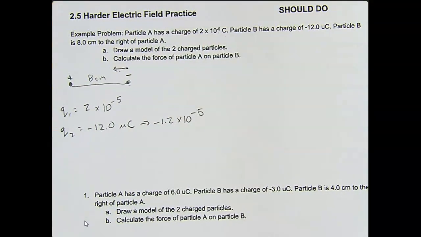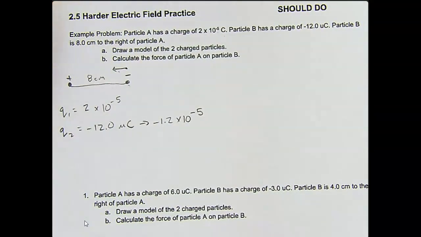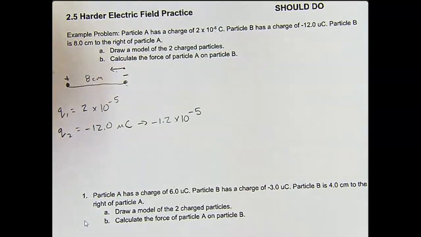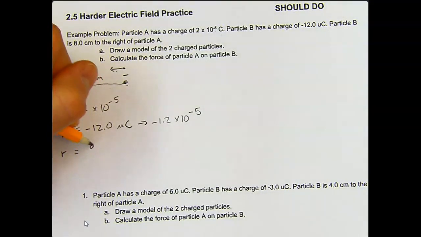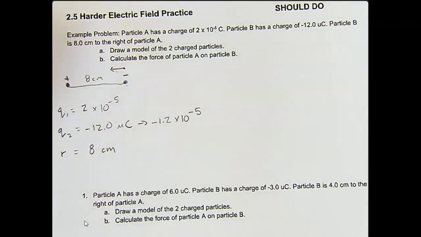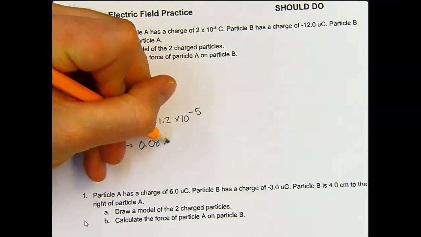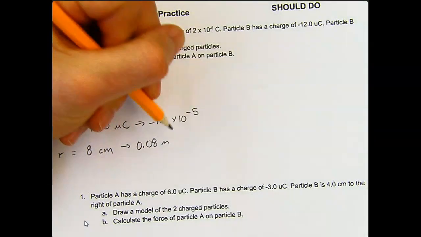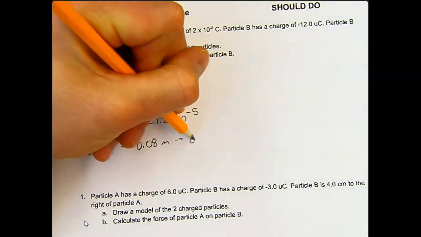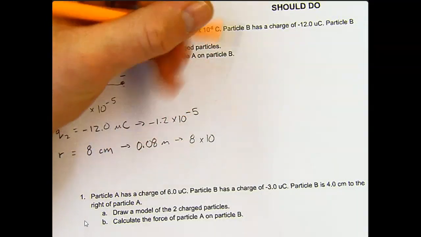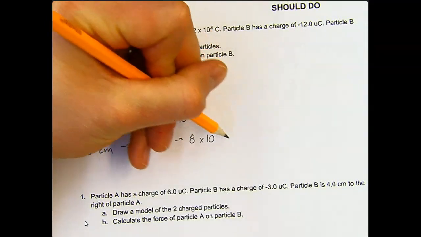All right, a few other things that we know. We know the distance between the two objects, which sometimes we write as R. We know that's 8 centimeters. Again, we want this in meters. So we could put this just as 0.08 meters, or if we want to keep it in scientific notation, we can make it 8 times 10 to the negative 2 meters.